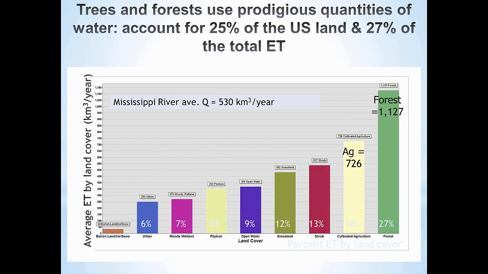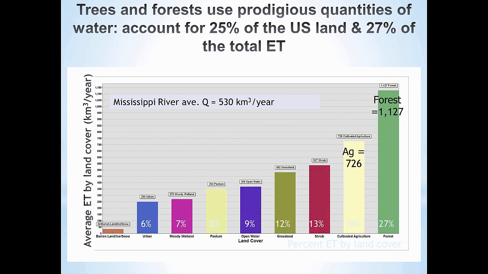But the water from the forest as well as the carbon sequestration comes at a cost. And this is a graphic where I just did a back-of-the-envelope calculation to look at how much water forests are using across the continental U.S. As you can see, the forests alone use about 1,100 cubic kilometers per year. To put that number in perspective, the Mississippi River's average annual flow is 530 cubic kilometers per year. So the forests are using about 2 times more water than what is getting out of the Mississippi River. Okay, so that's a lot of water.